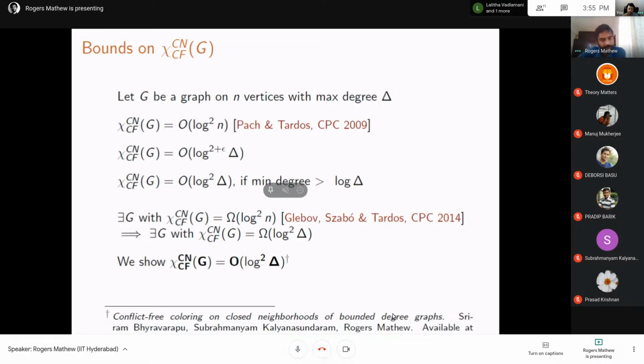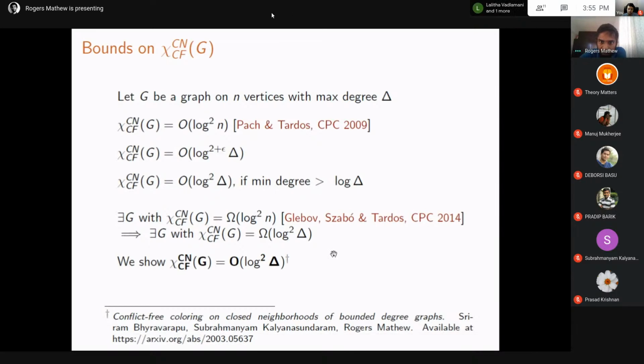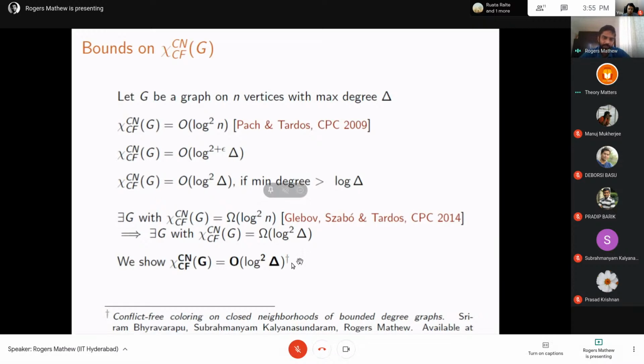Correct. So any other questions? Yeah, so the proof is more graph theoretic. I'll give an outline of the proof, and I'm pretty confident that most of you will be able to follow it.